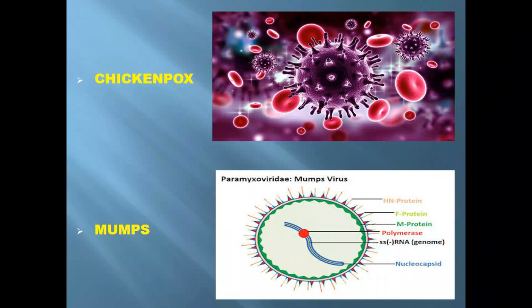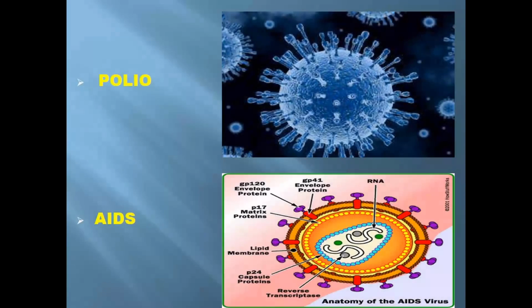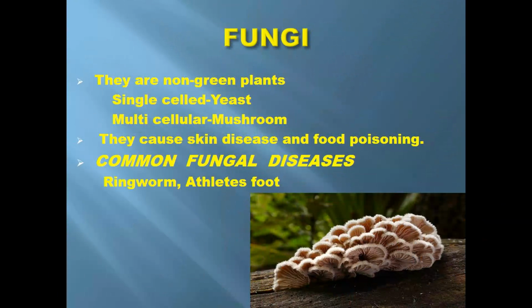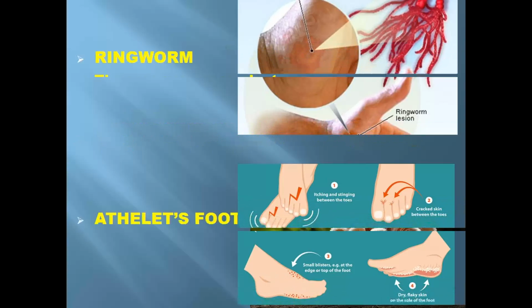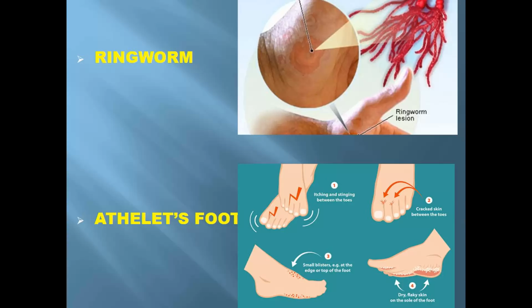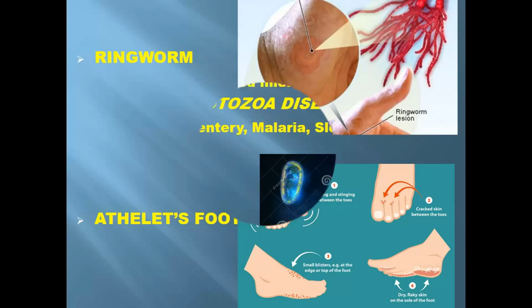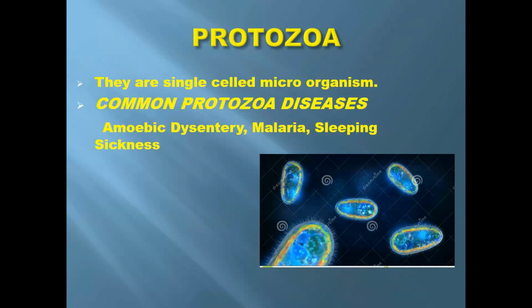Next slide, you will see the photographs of chickenpox, mumps, polio, AIDS, and now we will stress on fungi. They are non-green plants. Single-celled example is yeast, and multicellular example is mushroom. They cause skin disease and food poisoning. Common fungal diseases are ringworm and athlete's foot. And again, you will see in the slide about ringworm, athlete's foot, and then we will speak on protozoa.